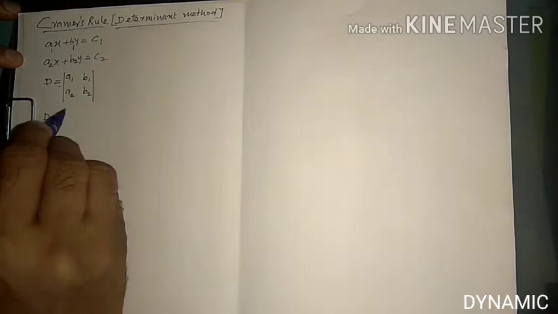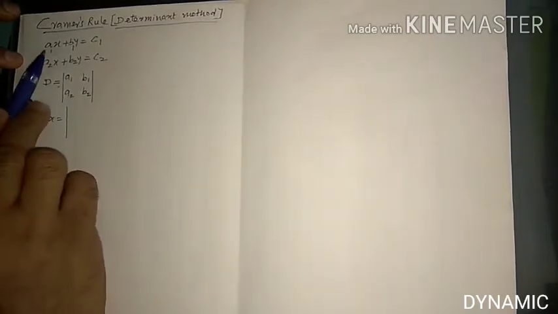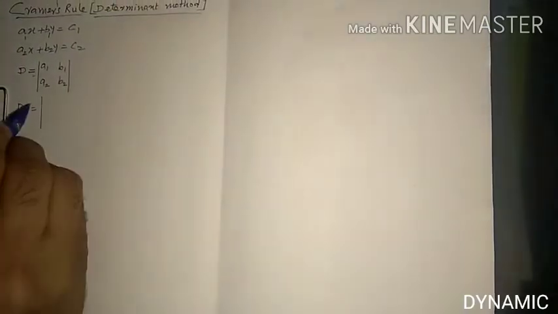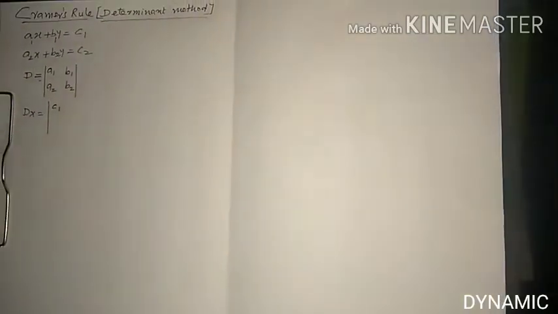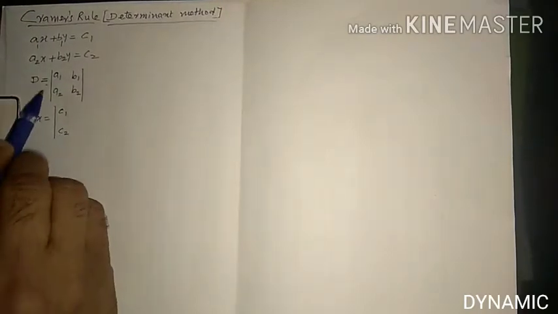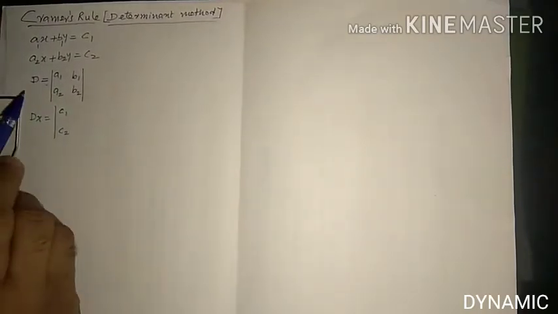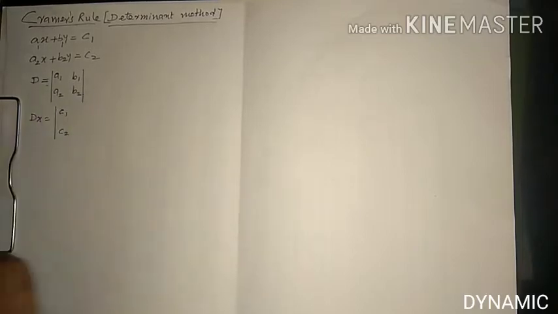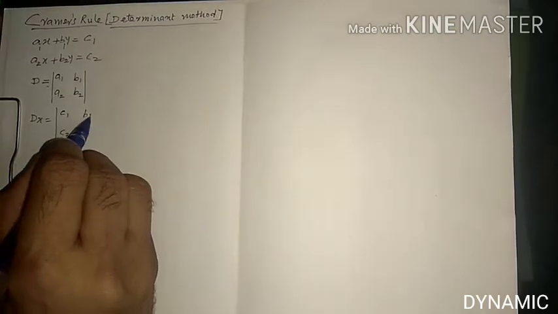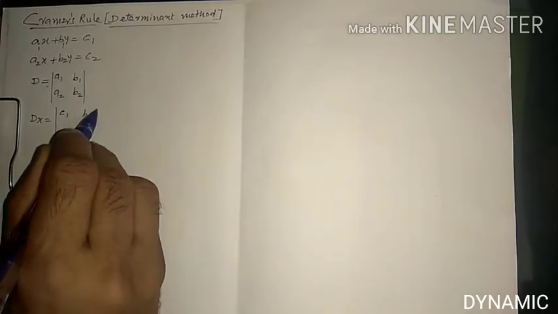Now Dx: in the place of the x coefficients, we have to keep the right hand side constants, c1, c2. In the place of x coefficients, we are keeping the right hand side constants c1, c2. Y coefficients as it is, b1, b2.